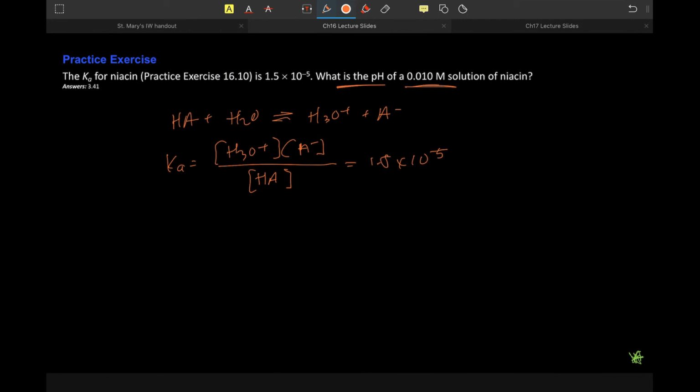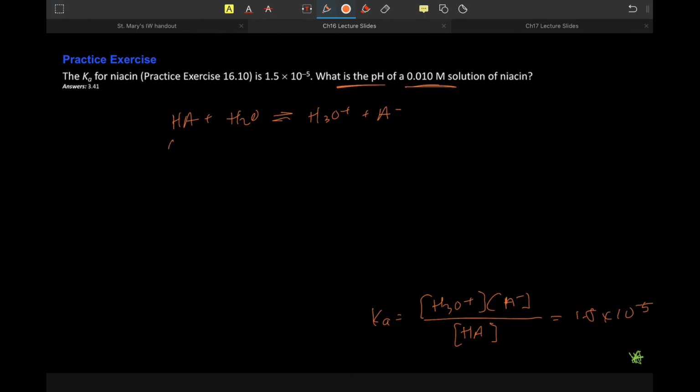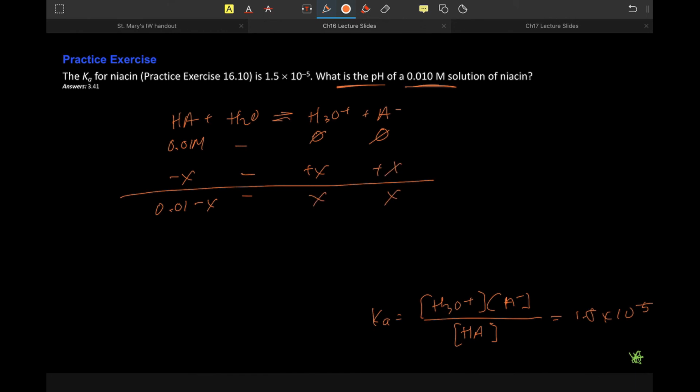And here, whether or not you need to write out a full RICE table just depends on where you are in terms of your comfort level, right? And that's going to be different for everybody, so I can't tell you what that is for you. For example, we could start by saying 0.01 molar, and 0, 0, and then obviously this would be minus X, and this would be plus X, right? And then now we could put that in there, and that would be okay, right?